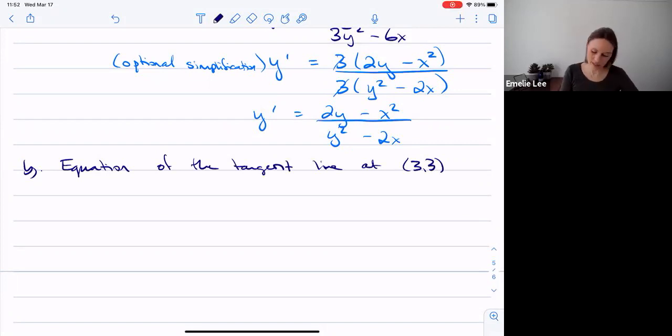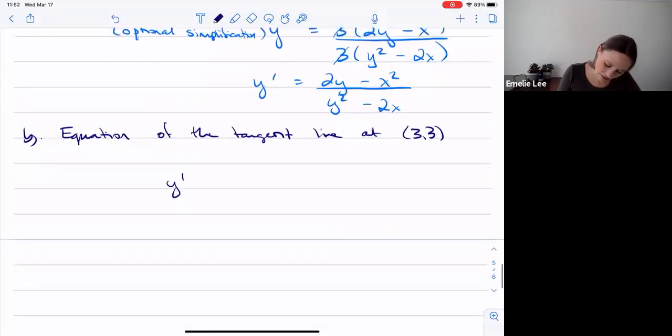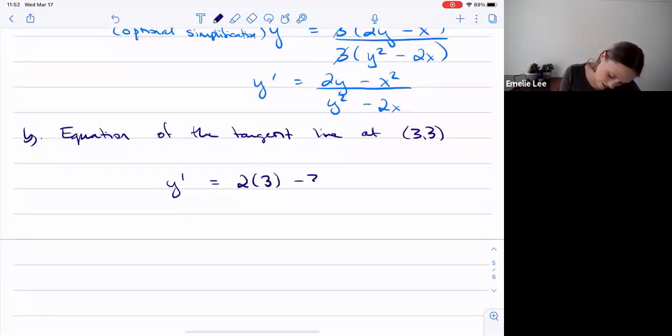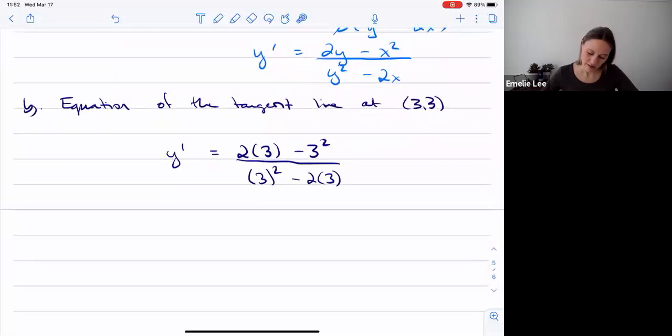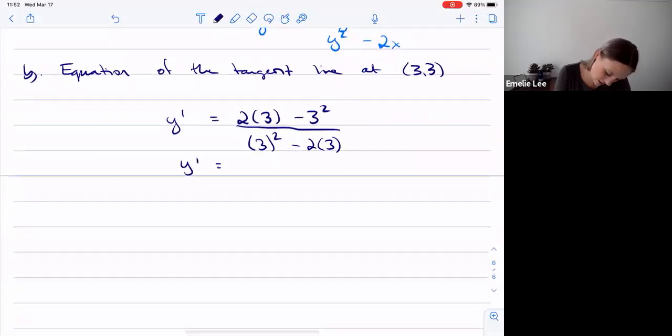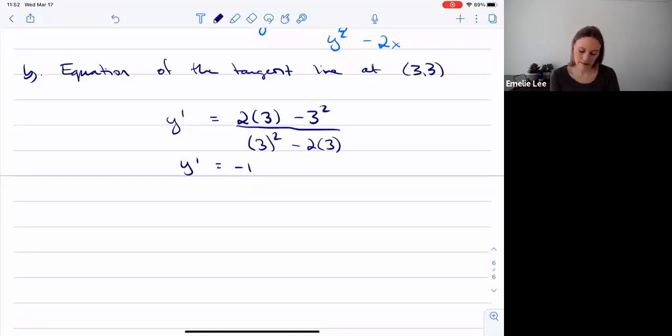So first thing I'm going to do is find the slope at (3, 3), which is of course y prime when x is 3 and y is 3. So I get 2 times 3 minus 3 squared over 3 squared minus 2 times 3. 6 minus 9 is -3, and then 9 minus 6 is 3. So I'm going to skip ahead because I've got a page break here. So y prime is -3 over 3, which is -1.